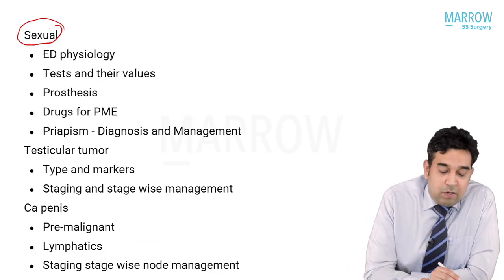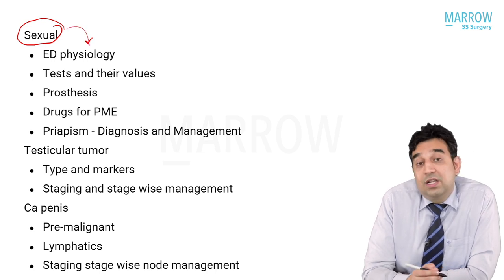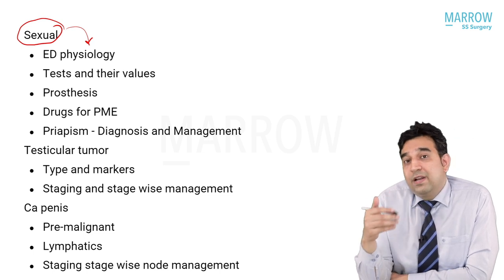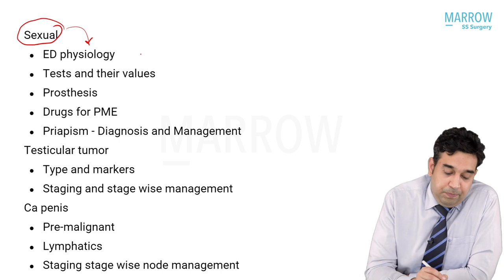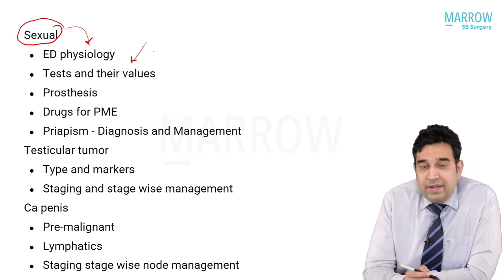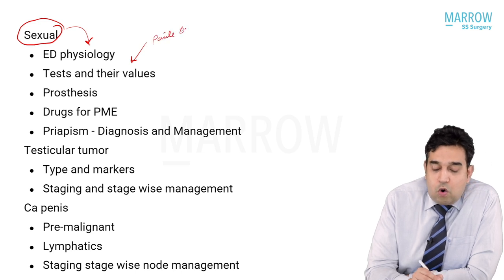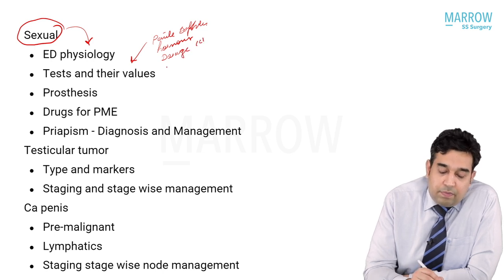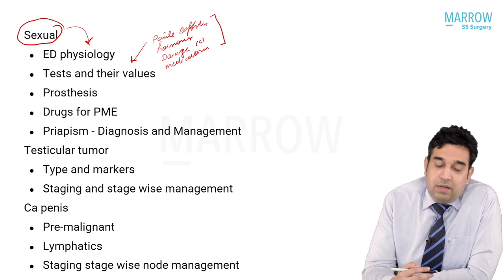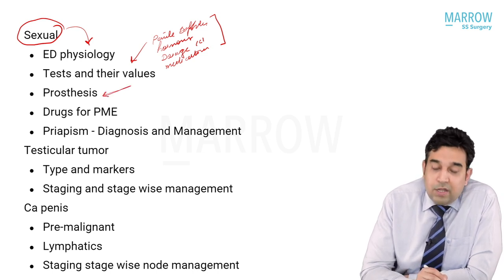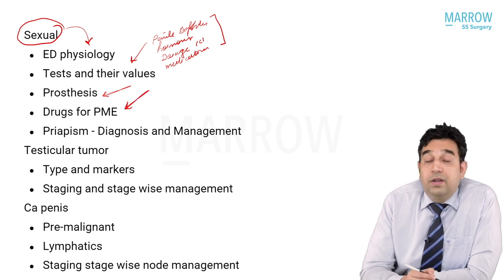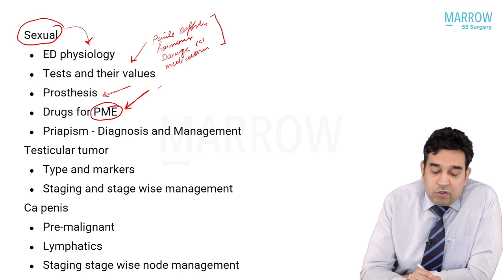Then we have the sexual aspect of andrology, where you should know the entire etiopathogenesis of erectile dysfunction, how the different chemicals ultimately lead to releasing nitric oxide. We should know about the tests around sexual function testing, right from penile Doppler to hormones, and the various dosages of the intracavernosal injection medications. All these values should be clear to us so that we can correctly answer in the exam. You should know about the prostheses used for sexual dysfunction, and all the drugs recommended for things like premature ejaculation. So we should know what is FDA approved, and the tables or the grade of recommendation.